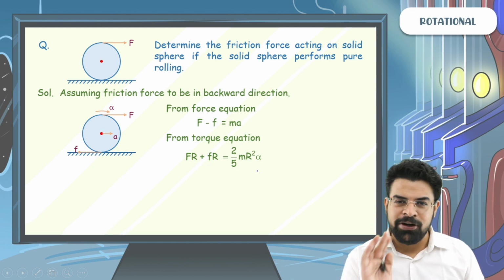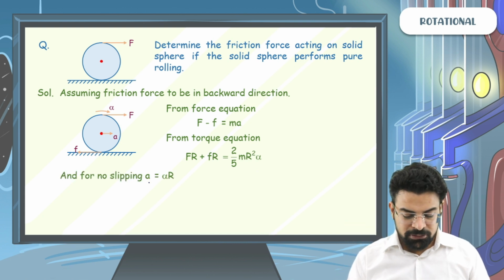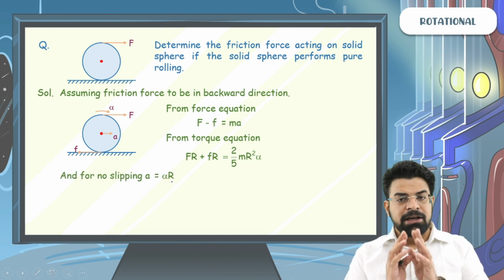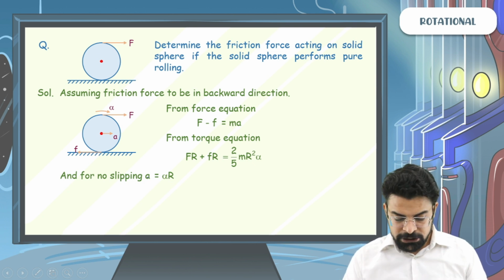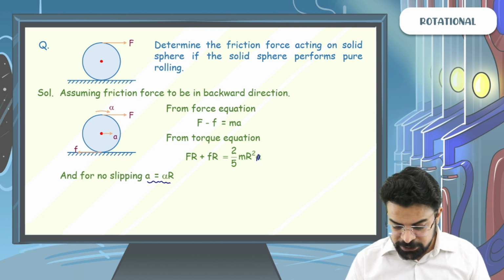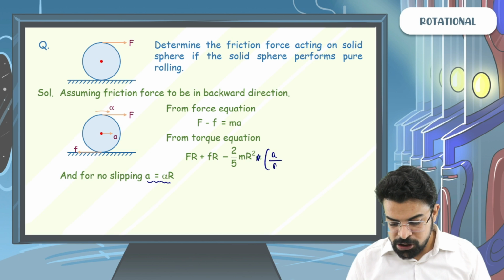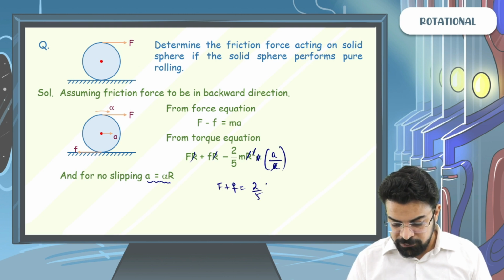Now the same old equation, the third equation. For the condition of no slipping, a has to equal alpha r. Now we can solve these three equations to find out the friction force. How? Since a equals alpha r, alpha has to equal a by r. Here, in place of alpha, substitute a by r. Once you have substituted, cancel out one r with one r here and one r with one r here. So you get the equation F plus f equals 2 by 5 ma.